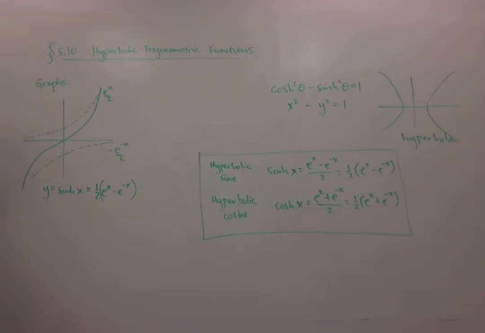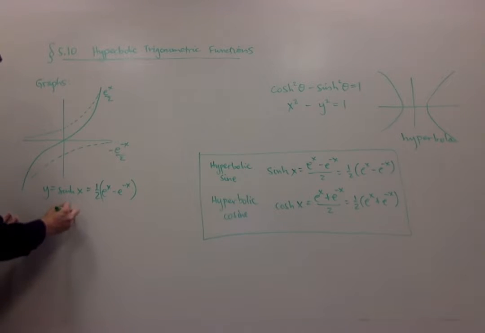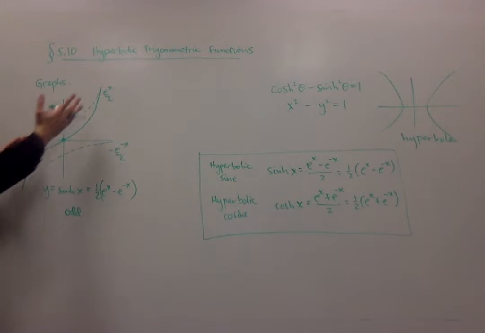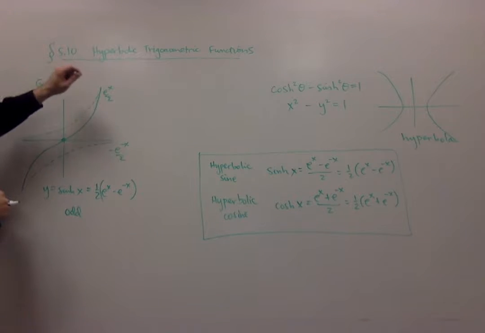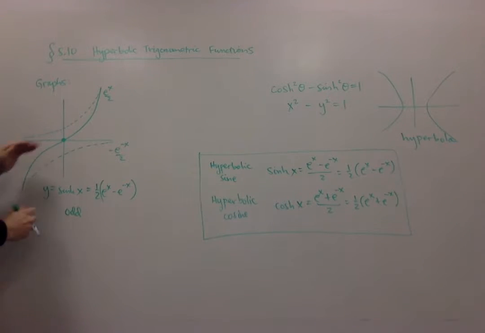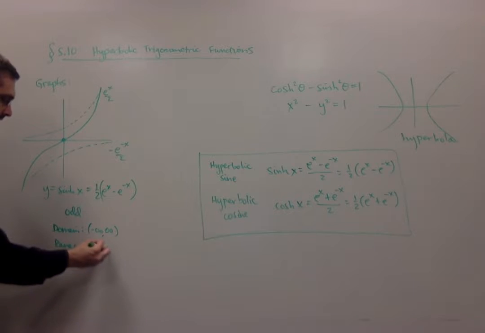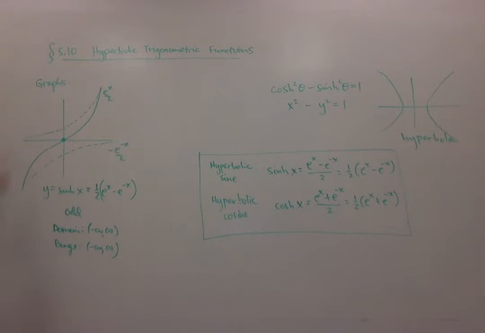You'll notice this function right here is odd. It goes through the origin. It's odd because it's symmetric. If I were to flip it 180 degrees, it would look the same. And the domain is all real numbers, and the range is all real numbers. Notice that about this graph here.